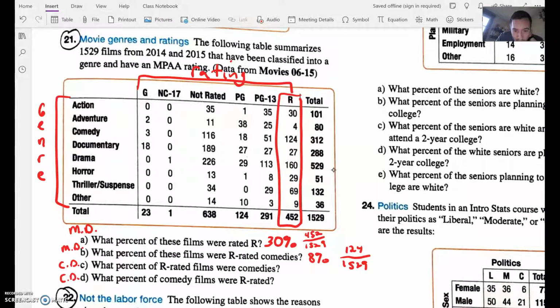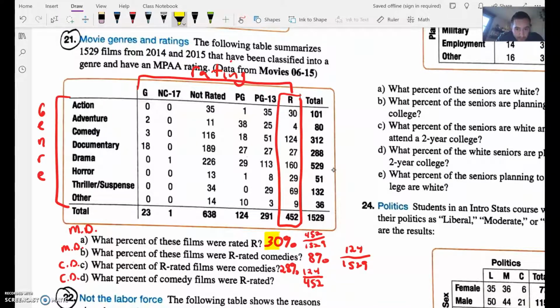Well, R-rated films, there were 452 of those. And which ones were comedies? There were 124. So what percent of the R-rated films were comedies? 124 divided by 452, I get 28%. Okay, we got 38, we got 28.